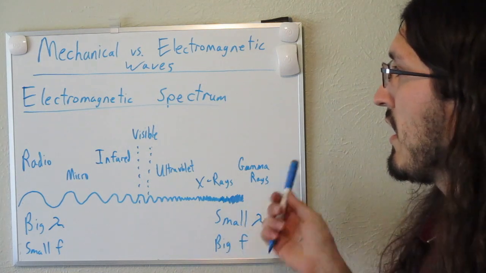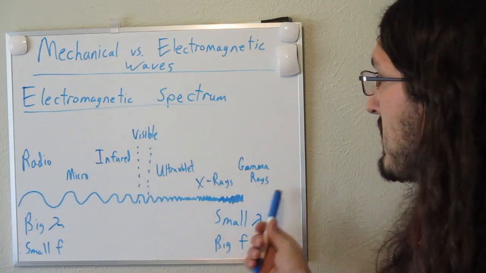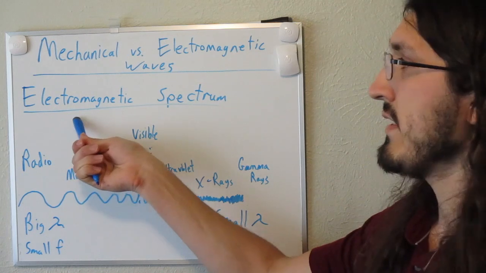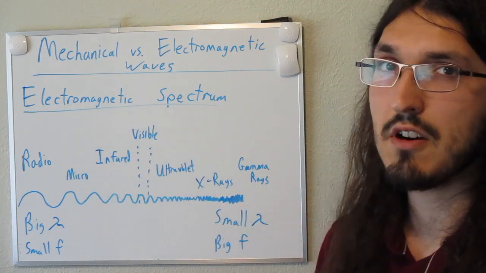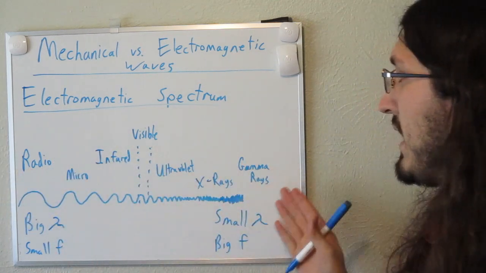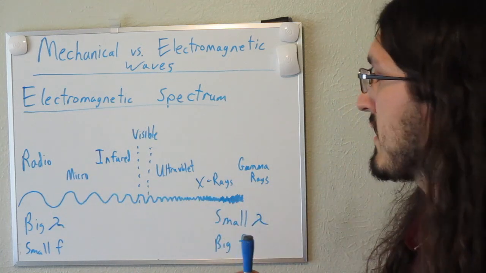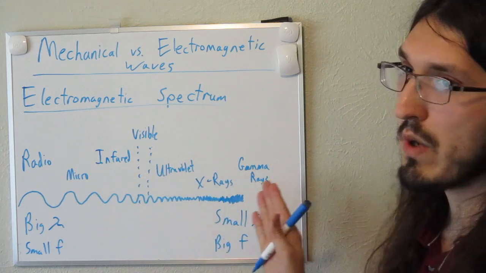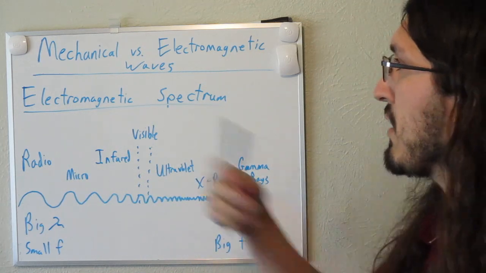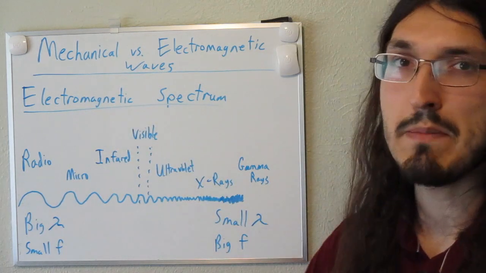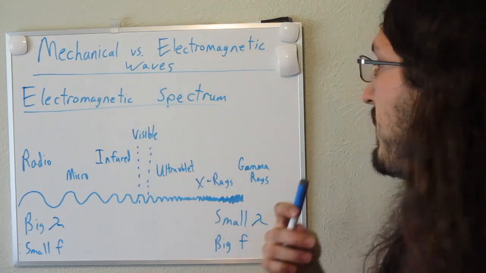In conclusion, all of these different types of waves are all electromagnetic waves. And electromagnetic waves are all light, so all these types of waves are light waves, just at different frequencies and wavelengths. None of these waves require a medium, whereas mechanical waves, which is every other type of wave, do require a medium.